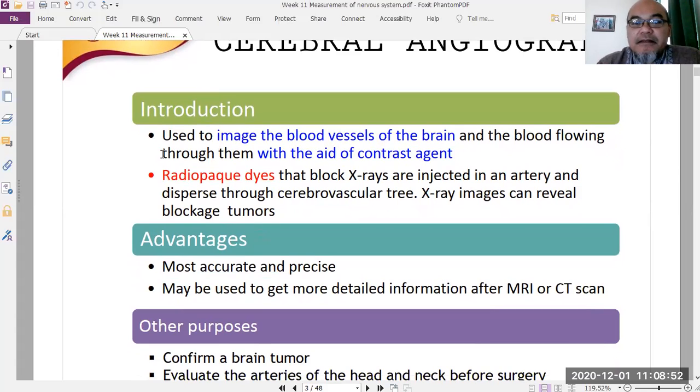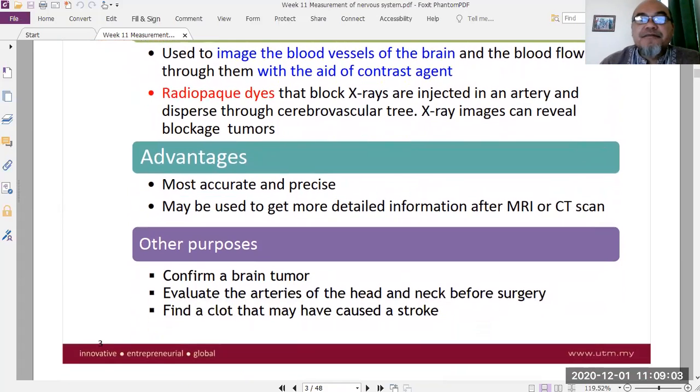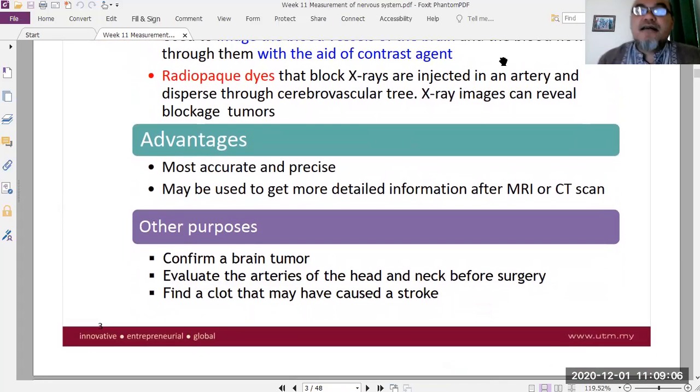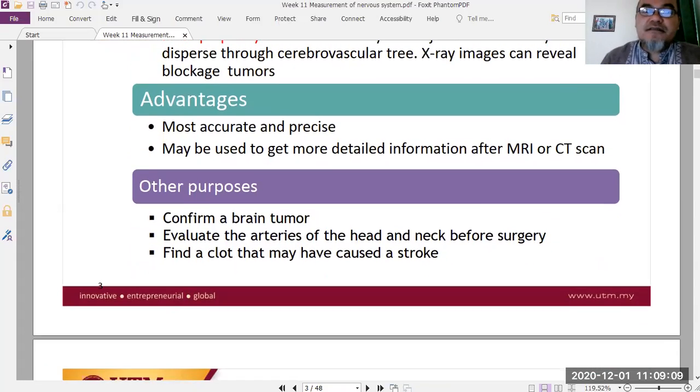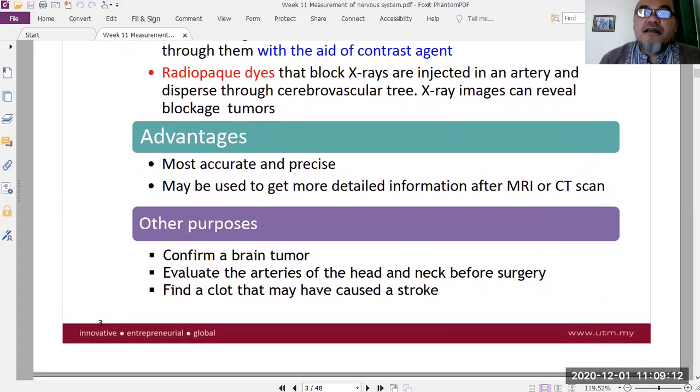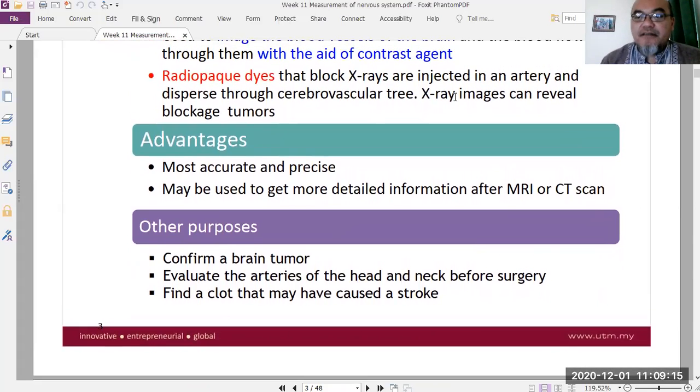And this radio opaque dye will disperse through the cerebrovascular tree, so that X-ray images will reveal any blockage or tumors in the arteries of our brain. The advantage of this technique, cerebral angiography, is that it is mostly accurate and precise, and may be used to get more detailed information after the patient has had an MRI or CT scan. It is also used to confirm a brain tumor, to evaluate the arteries of the head and neck before surgery, and to find a clot within our brain that may cause stroke.